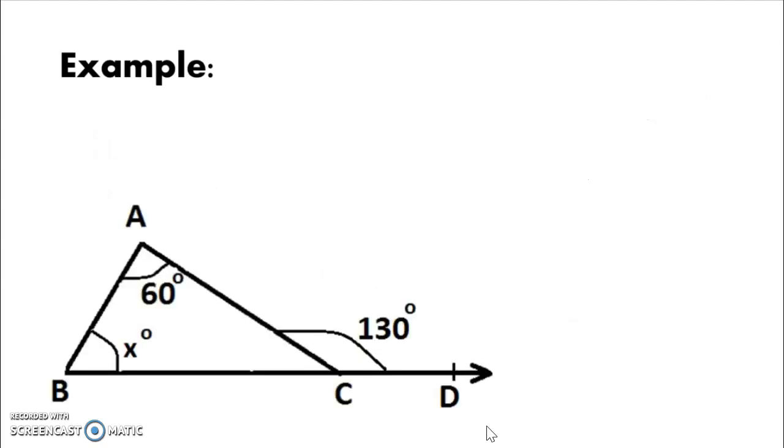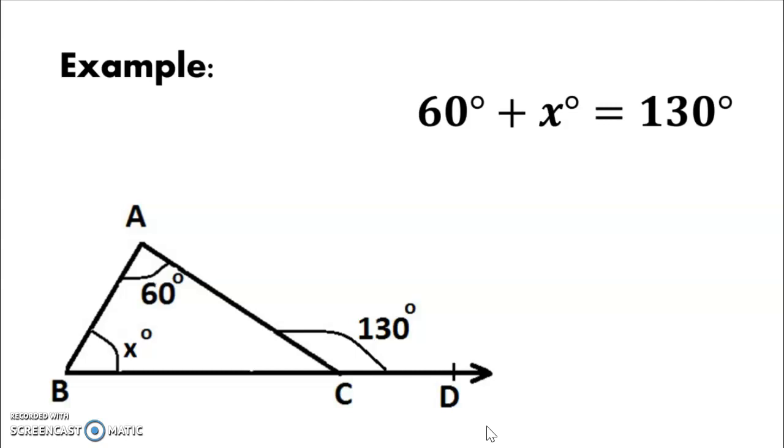Let's look at another example. This time we've already been given the exterior angle measures 130 degrees. We are missing one of our remote interior angles. How could we set up an equation for this? The rule still applies. If we add the two remote interior angles, which are 60 degrees and x, that will be equal to the exterior angle, which measures 130 degrees.